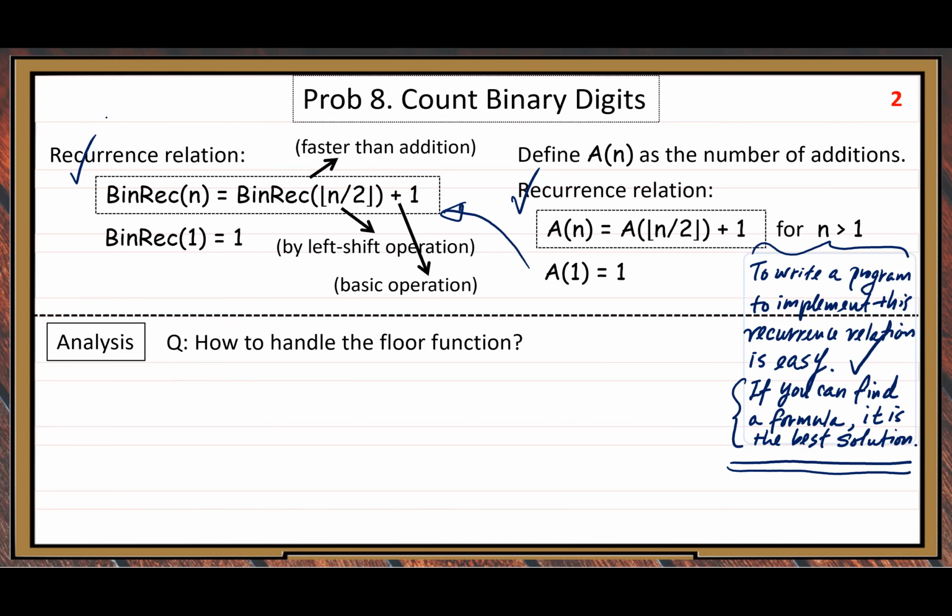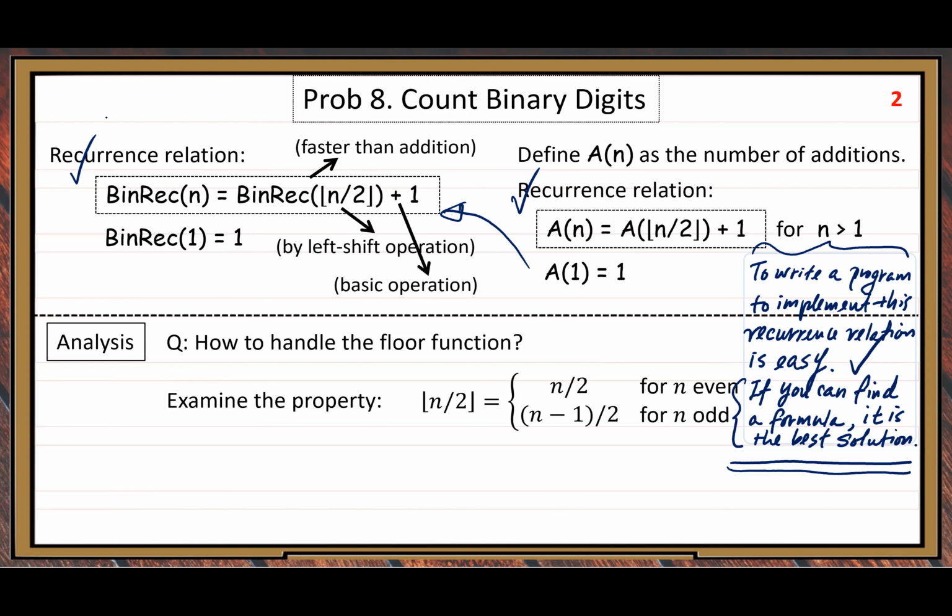Here, the floor function is n over 2. Let us look at the property of the floor function of division by 2. When n is an even number, its value is n over 2, but when n is an odd number, it is (n minus 1) over 2. Okay, it's simple. We cannot call this expression hard. It's simple, but there is some uncertainty.